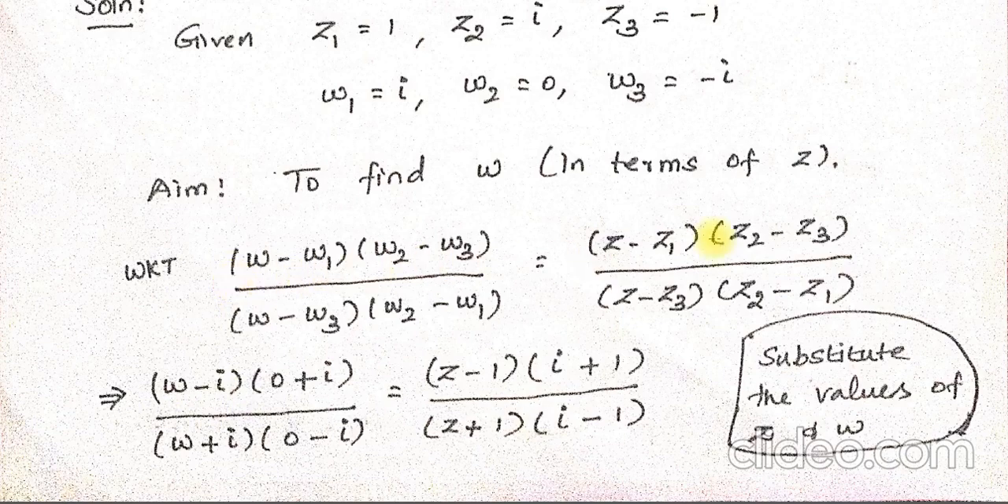First step, I am writing the formula. After that, I am simply substituting whatever values are given. If all points are finite, this is the case. If at least one point is infinity, anyone among Z1, Z2, Z3, W1, W2, W3, if any point is infinity, we are not going to substitute in the initial step itself. Some alterations are to be made. What were those alterations? Just check it out.